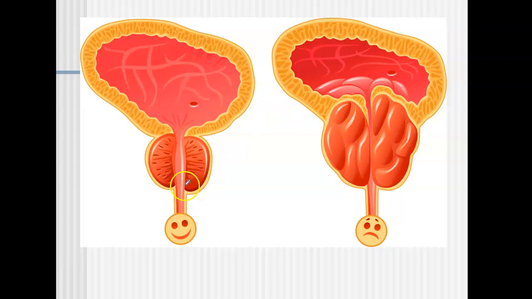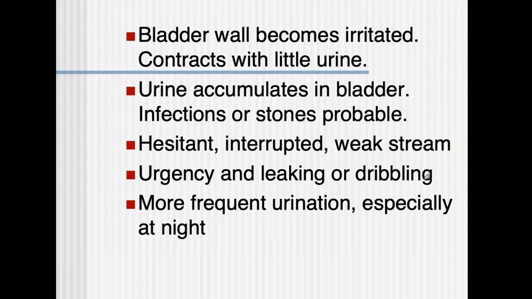So here again, prostate with the smiley face, this is doing fine. This is an enlarged prostate, and look at the problem here, causing problems both in the bladder and here in the urethra that's sort of closing off. So what are those problems? The bladder wall becomes irritated. If it becomes irritated, it starts to contract when it has very little urine in it. Usually it would contract when it was very full. It starts to contract with little urine, and that's an aggravation because the individual needs to void more frequently, needs to get up at night once or twice, and that's an annoyance.